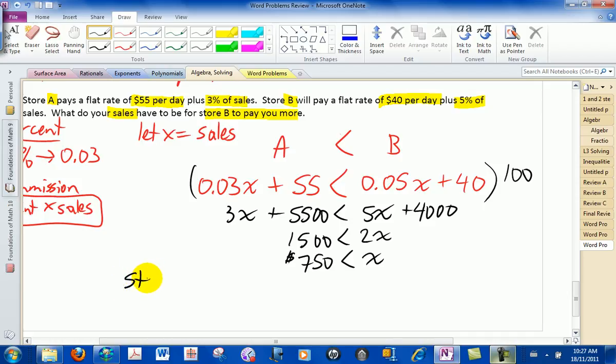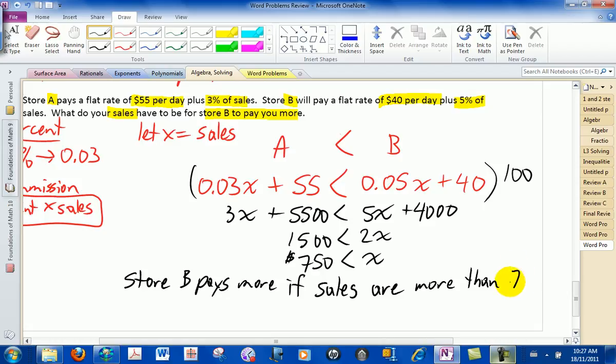Good. So store B pays more if your sales are more than or over $750. Good job, Raj. Well done. Okay. There's other ways of saying it, right? So if your sales are greater than 750 or you're over 750, you'll get paid more at store B. Any questions?